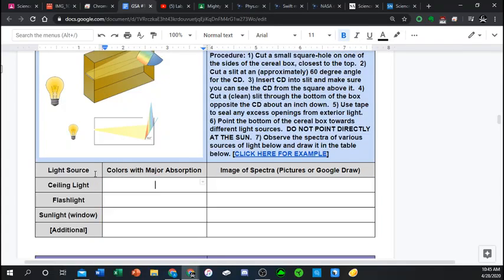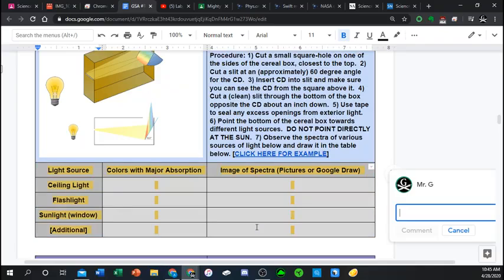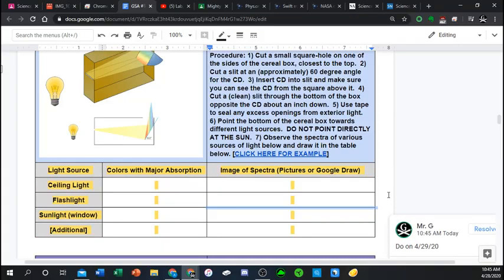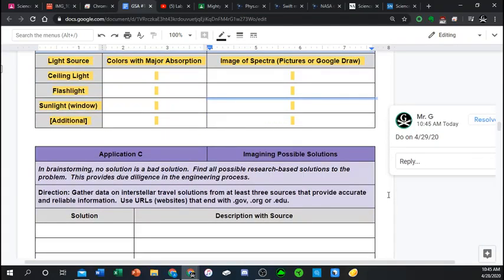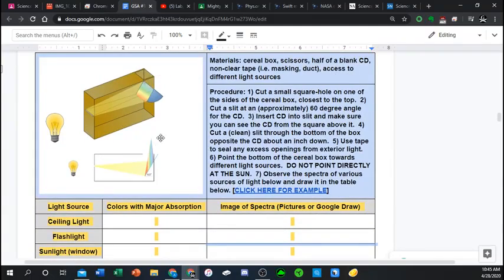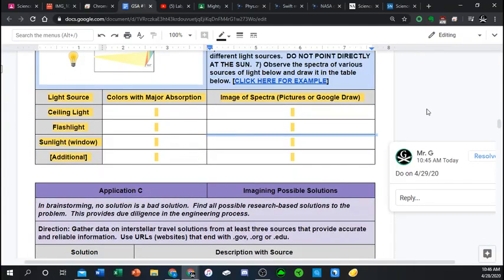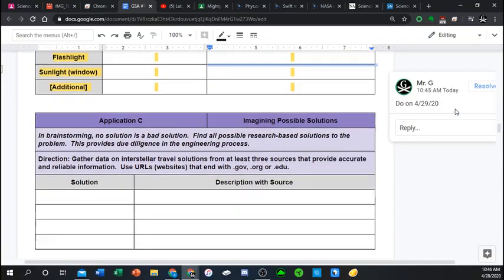So this is due on 4/29. Okay? Do that tomorrow. Practice building today. If you got some good pictures, you can send them my way by email. That'd be pretty cool to see. Put them on stream.